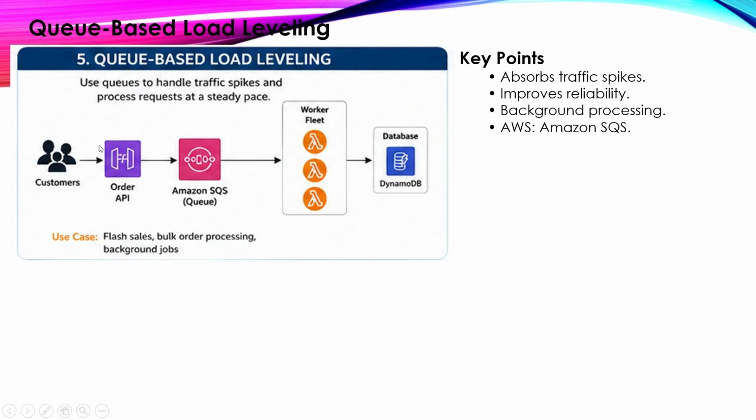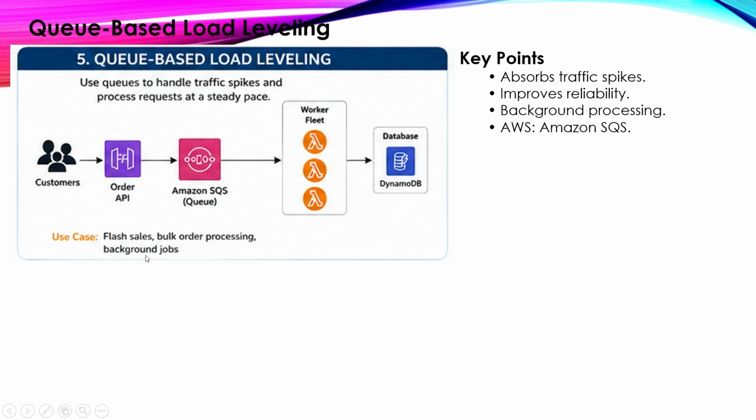In a queue-based architecture pattern, when a customer places an order, those order operations are stored into Amazon SQS. SQS is a queue service. Once the data is stored into SQS, it is processed by Lambda functions. There is a worker fleet that will process this queue and then store the processing result into a database. So whenever heavy load happens, we are able to decouple operations and improve performance by using this queue-based load leveling architecture.